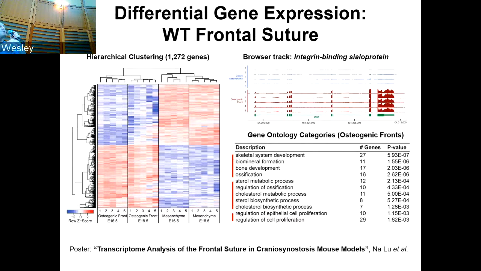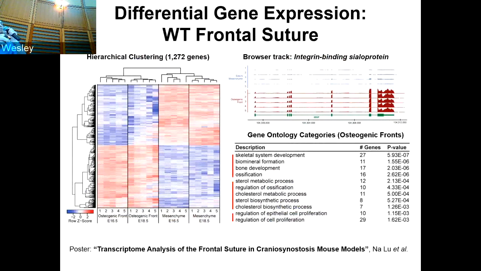Not only that, we can easily separate the two different ages of both the osteogenic fronts and suture mesenchyme. Just up on the right is an example of a browser track for one bone-specific gene, in this case, integrin binding sialoprotein, showing that in our five replicates we detected expression in the osteogenic front, and in suture mesenchyme you don't see its expression.